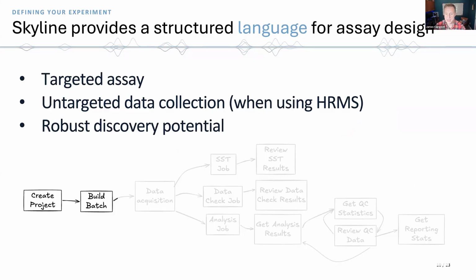So I mentioned three areas where we take advantage of Skyline. The first is providing the language for designing an assay and then in a specific experiment. The kit that we've developed most recently is for bile acids measurement. And it's a targeted assay, but we use untargeted data collection with HRMS. And the result is a lot of discovery potential for enriching analytes past what is part of our initial workflow.